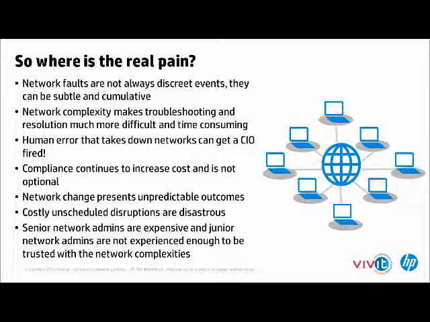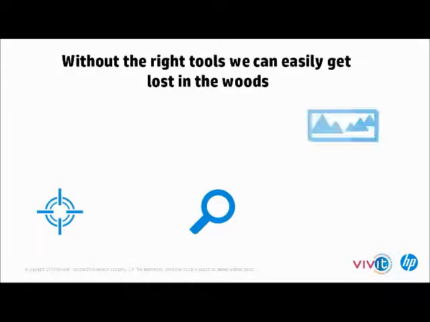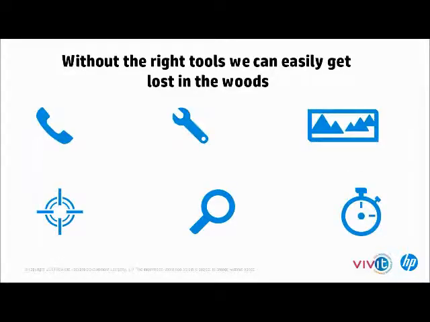Compliance continues to increase costs. We need to have tools that help us monitor and manage compliance in today's networks. And then network change really presents unpredictable outcomes. So we really have to get a better handle on how we, number one, perform change, but then also how do we manage change? How do we roll back a configuration if that change proves to be lethal and causes faults inside of my network? So there's lots of pains out there, and I'm sure you can all add a lot more to this list.